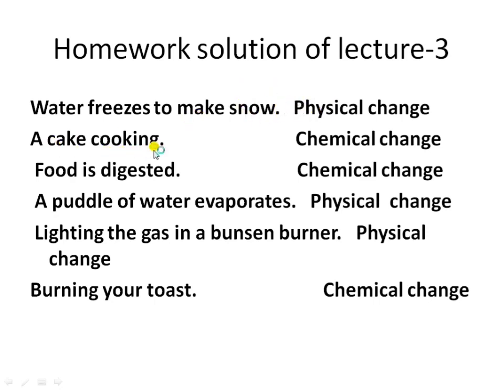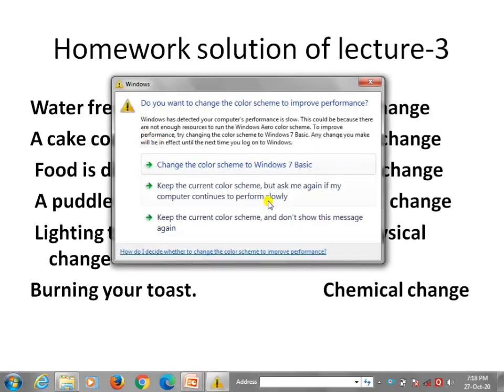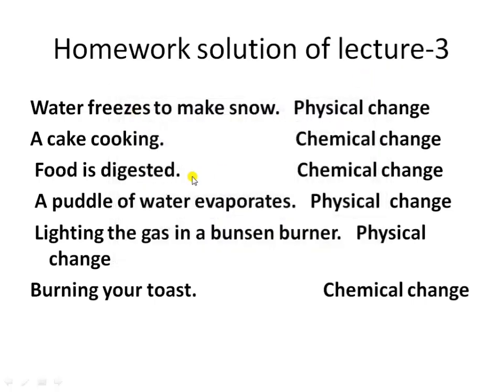Second, a cake is cooking. It is a chemical change, because cooking of a cake with the different ingredients gives a new substance, that is cake. The third is food is digested. The change here is a chemical change, because chemical changes are mostly irreversible, and here the food is digested, so we can't get the original food again, so it's a chemical change.